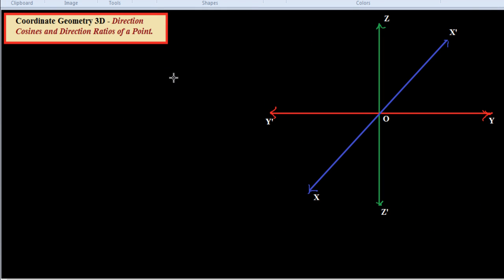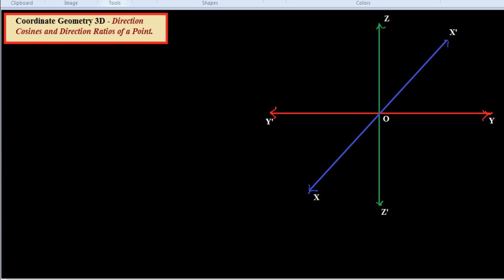Hi friends, in this session we will study the direction cosines and direction ratio of a point in 3 dimensions. So let us see, first I explain you about this figure. The blue line represents the x-axis in space, red is the y-axis and green one is the z-axis, and this is the origin of space we have taken here.